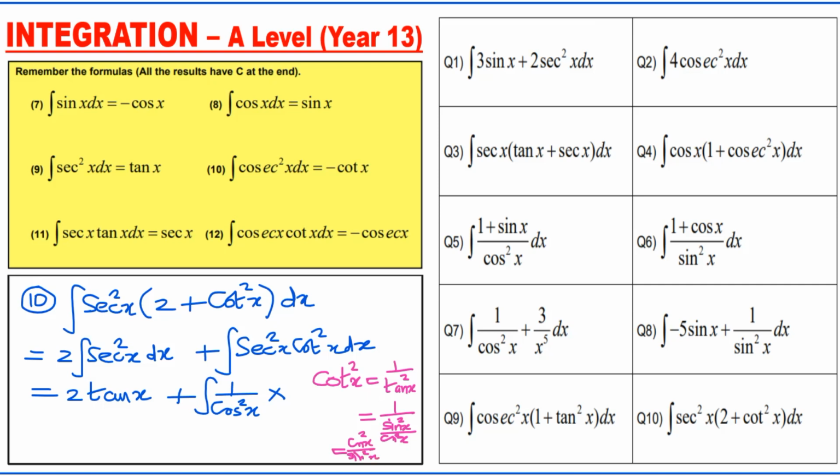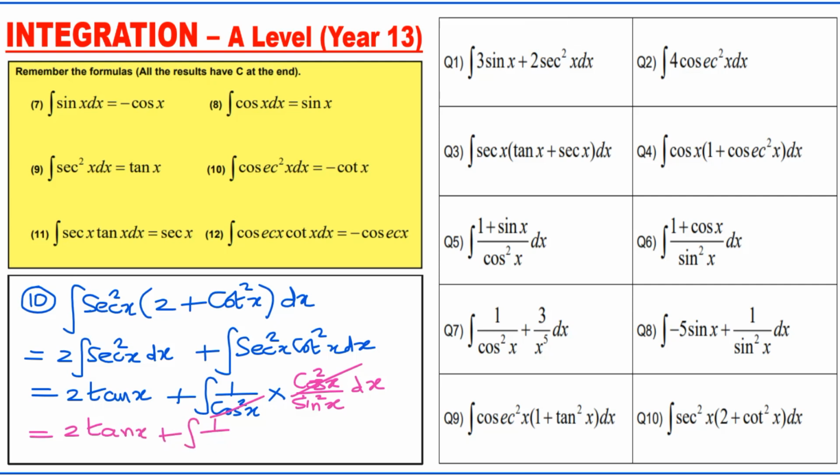There's another way you can think of it. Cot squared is 1 over tan squared, so flip the tan squared function, which is sine squared over cos squared. Flip it: cos squared over sine squared. So let me write the question as cos squared over sine squared. What is the benefit we are getting? The cos squared cancels. So the answer 2 tan x is already there. Now integrating 1 over sine squared x dx, that can be written as 2 tan x as the front answer, plus integrating 1 over sine squared, which is cosec squared x.